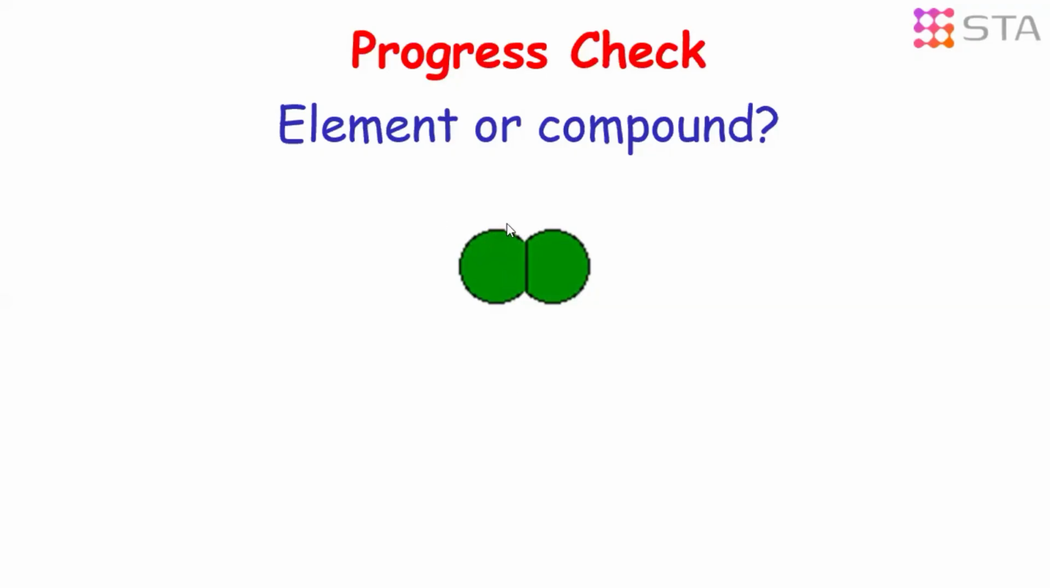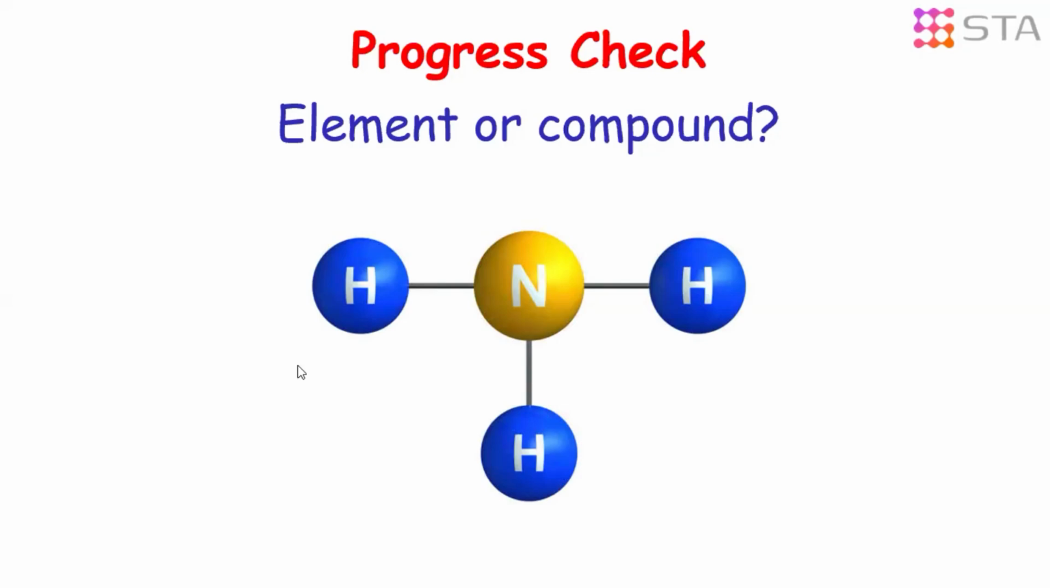Okay, this first one, well, the atoms are bonded together. They are the same type. So this is definitely an element. Question two. Okay, we've got four different atoms here, and we've got two different types of atoms bonded together. So you've got nitrogen atom bonded to these hydrogen atoms. So therefore, as we have different types of atoms bonded together, this has to be a compound.